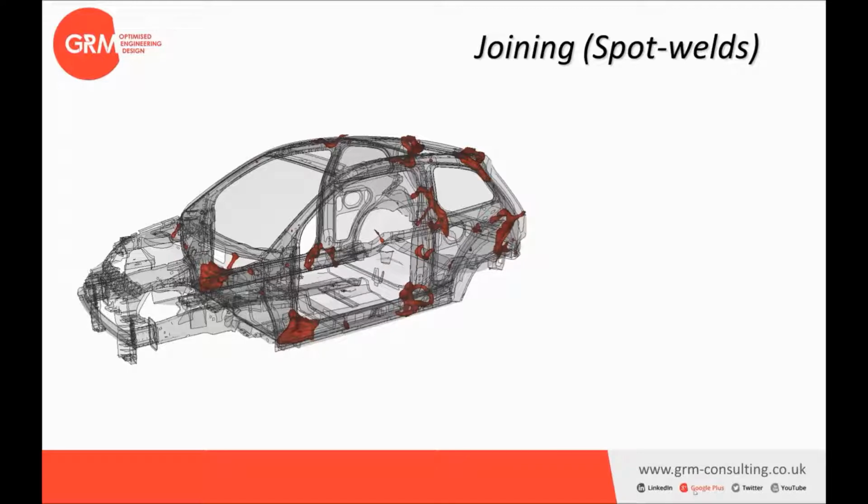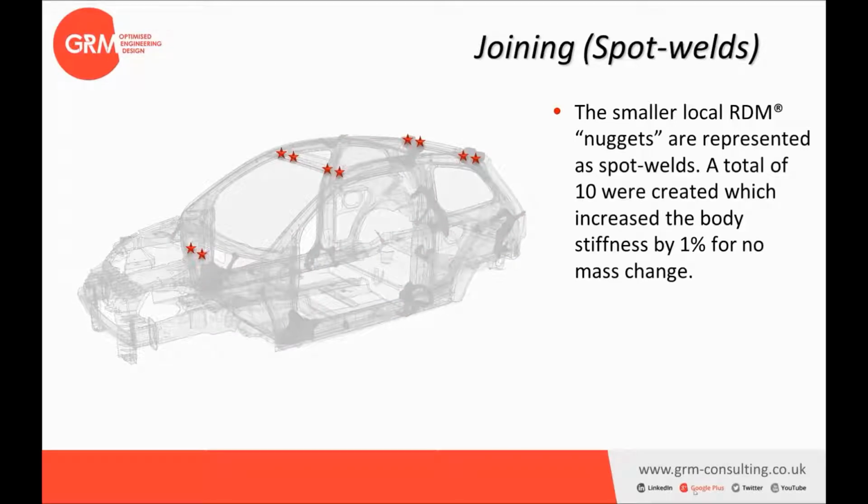Alright, let's have a look in detail at the RDM results and the interpretation we did from them. First of all, we have created 10 spot-welds where a bit of material was on the structure, which has improved the stiffness by 1% without adding any mass. So this is a quick way to improve stiffness with almost no modifications.